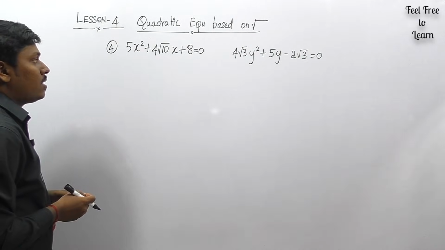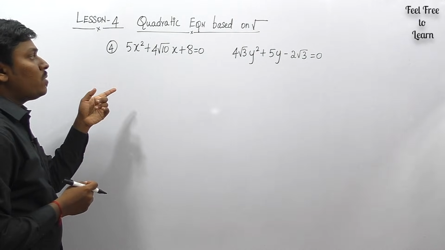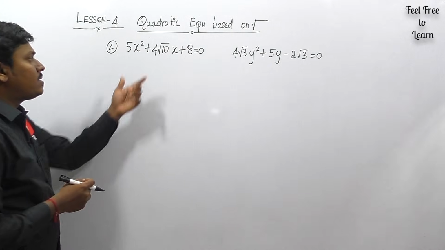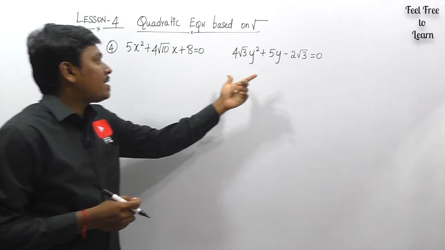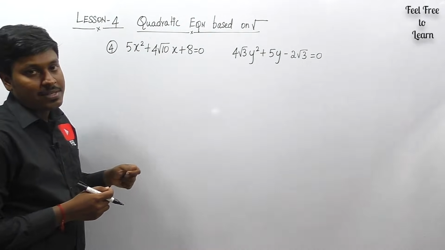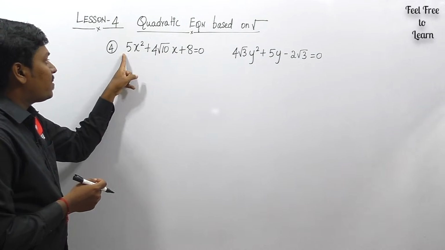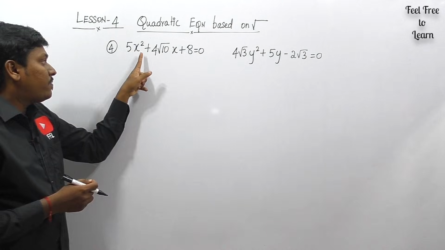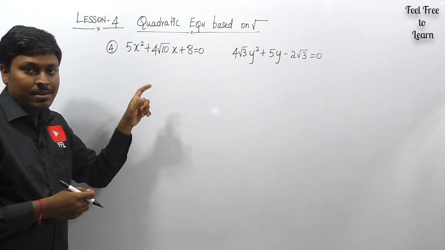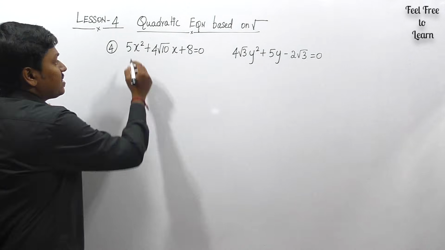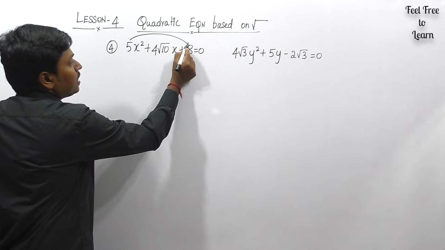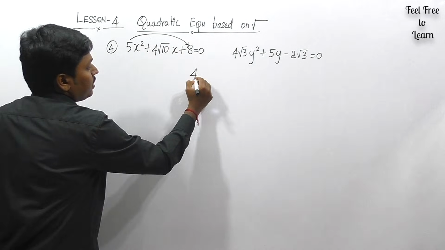Question number 4. 5x square plus 4 root 10x plus 8 is equal to 0. So this is a quadratic equation. Similarly, the second expression is also a quadratic equation. Friends, listen carefully. Even though it's a quadratic equation, before x square we find a constant 5. So if there is any constant before x square, then according to lesson number 3, first of all you need to multiply both the numbers. That is 8 into 5 will be 40.